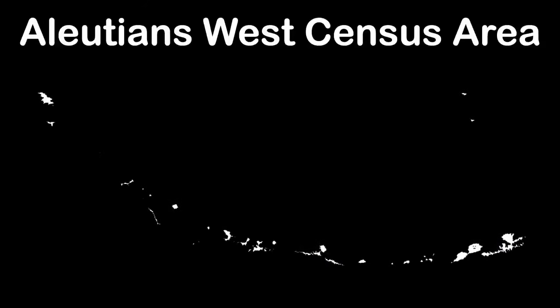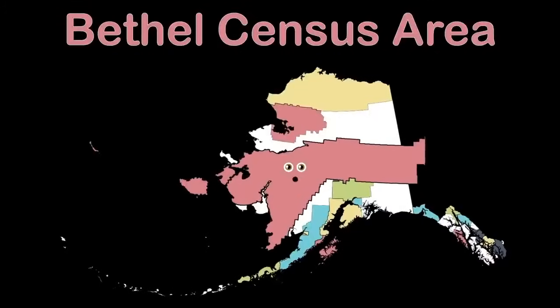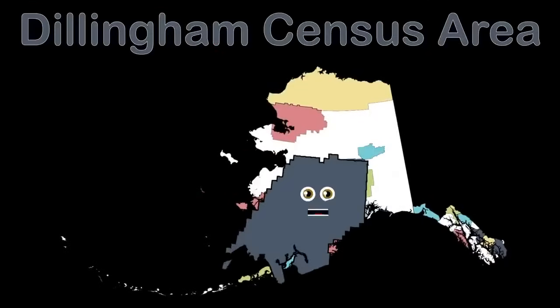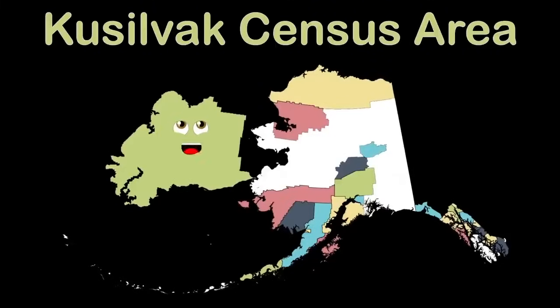Aleutians West Census Area is a chain of Alaskan islands. Bethel Census Area, to our east we have great mountains. Dillingham Census Area is in the southwest. Puna and Goon Census Area is in the south. Kusilvak Census Area touches the Bering Sea.